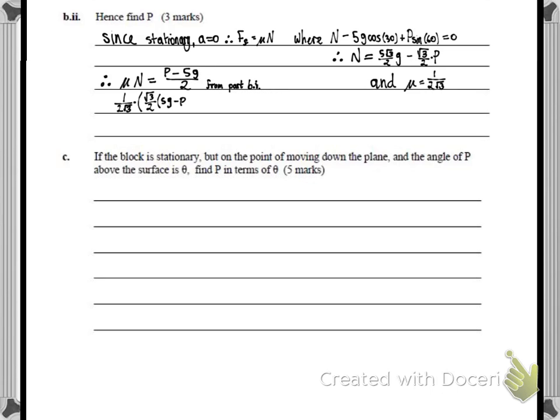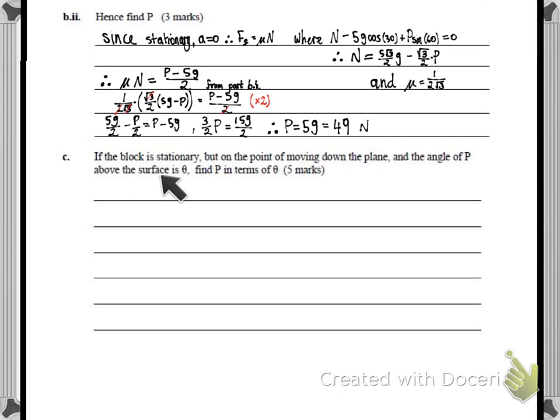So we put in all our values, substitute them in. Now we've got an equation all in terms of P. So let's expand and simplify our expressions by cancelling out common factors, for instance. Expand the brackets, and collect like terms and solve for P. P equals 5G, which is 49 newtons. Excellent. Okay, let's move on to part C.